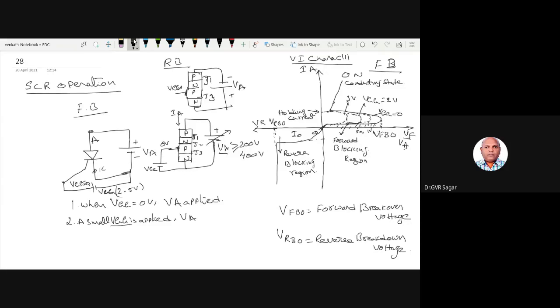Right, so this is about the SCR. We can operate this SCR in three ways. The third one is reverse bias. So in the forward bias, we can operate when the gate is 0 volts and VA is applied, and the second operation is when a small gate voltage is applied and VA is also applied, right? And in the reverse bias, VA is negative, a reverse voltage is applied. So like this, in three ways we can operate the SCR, right? And this is about the operation.